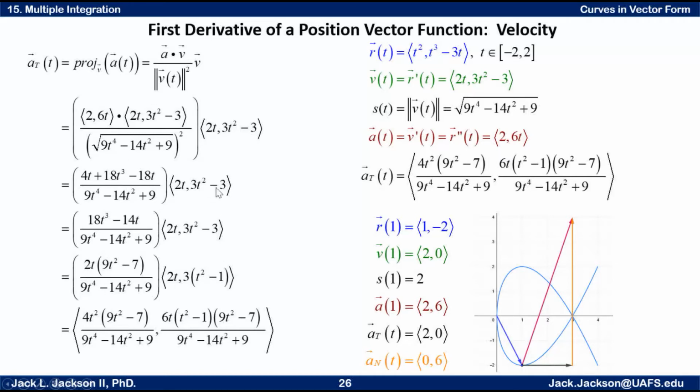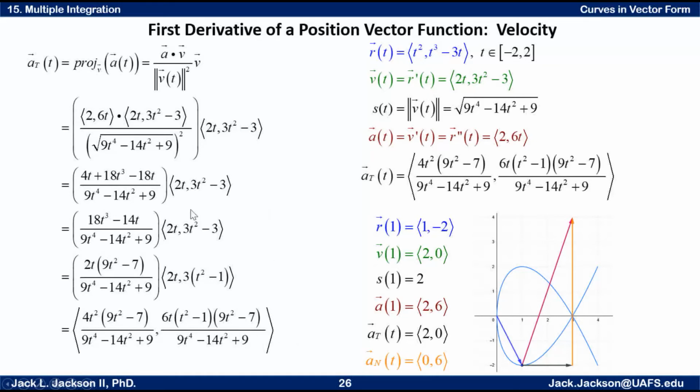Now all of that still is a scalar function, and it's going to be multiplied by this vector function over here, which is the vector v as a function of t, which means it's just distributed times each one. So if we do that, then the x component of this tangential component is given by 4t squared times (9t squared minus 7), divided by 9t to the fourth minus 14t squared plus 9, and then comma, and I at least partially factored this, 6t times (t squared minus 1) times (9t squared minus 7), and that's over 9t to the fourth minus 14t squared plus 9.